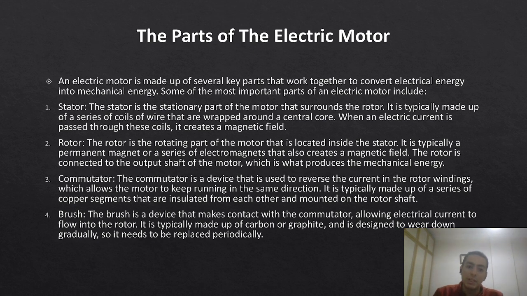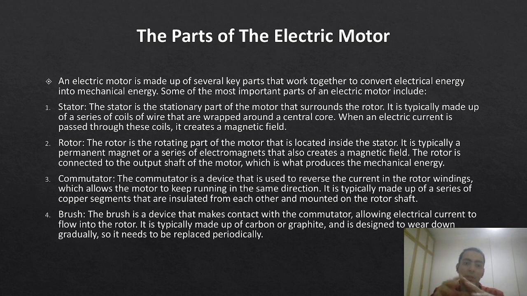The parts of electric motor. An electric motor is made up of several key parts. They work together to convert electrical energy into mechanical energy. Some of the most important parts of an electric motor include the stator, rotor, commutator, and the brushes.